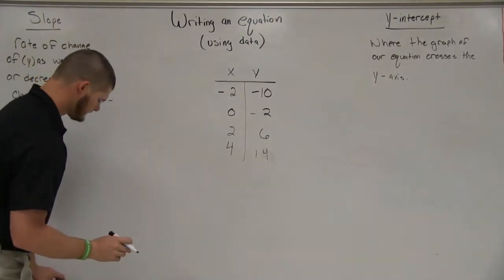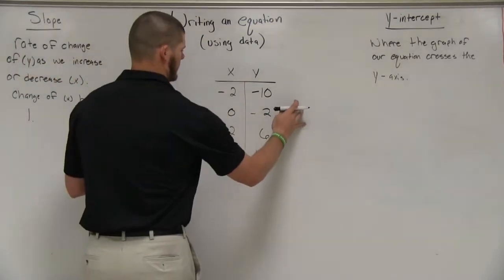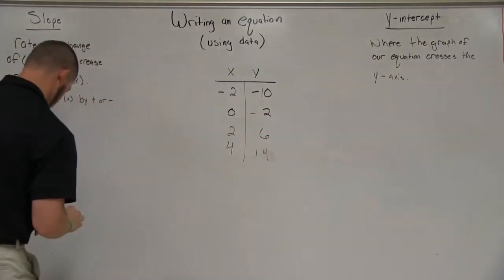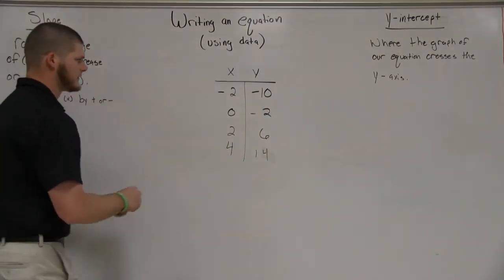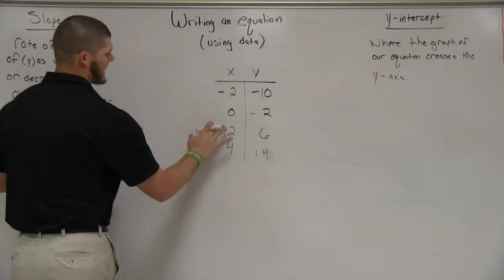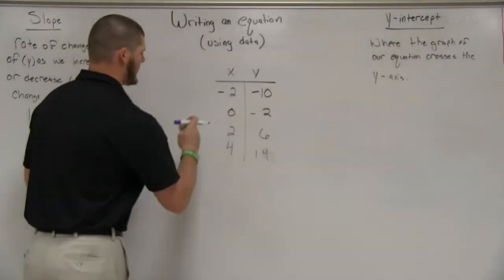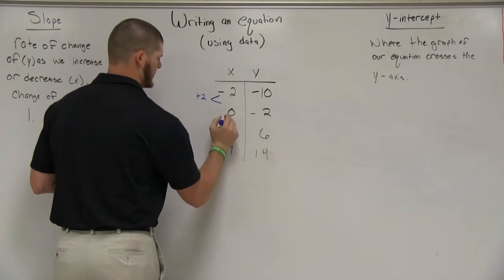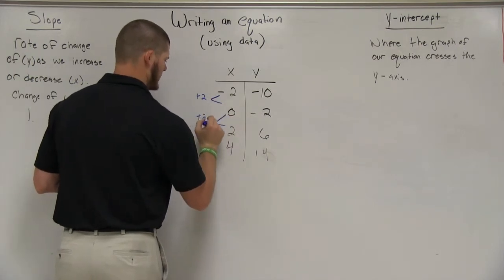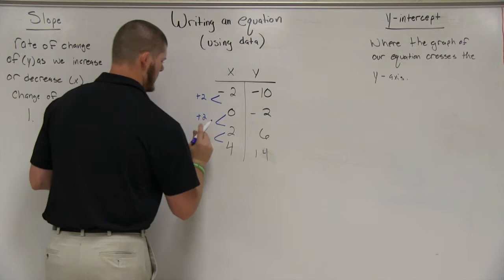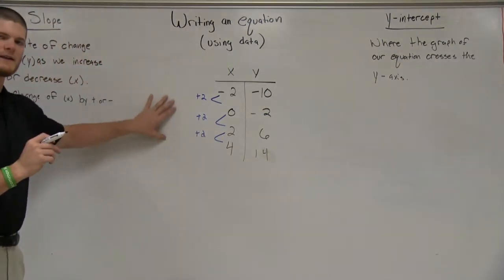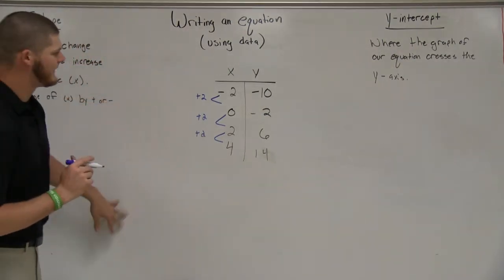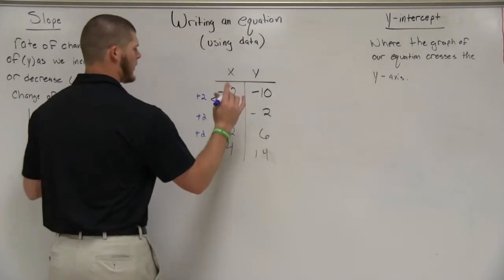Here, we can see that in our previous example, we were able to use our x value going up by 1. But in this example, from negative 2 to 0 is plus 2, 0 to 2 is plus 2, 2 to 4 is plus 2. We don't have a clear-cut increase of 1 in our x value. But let's go ahead and see what our y does.